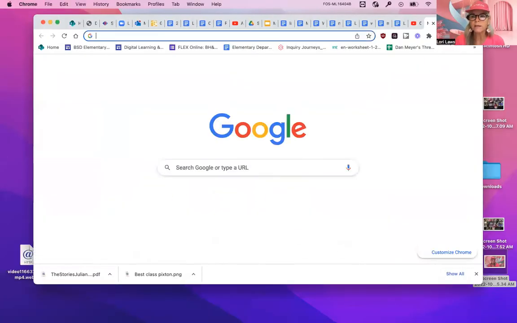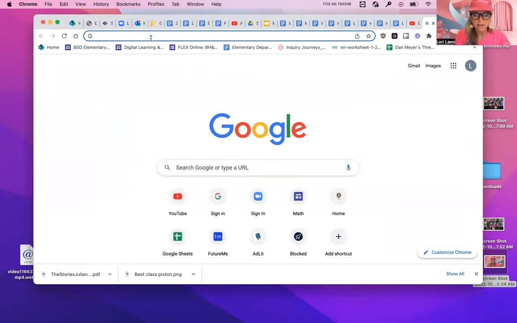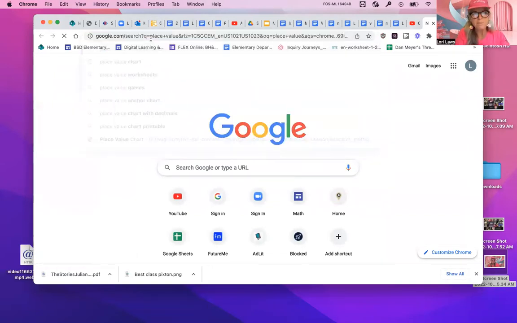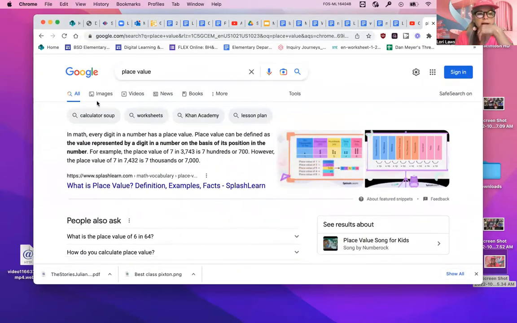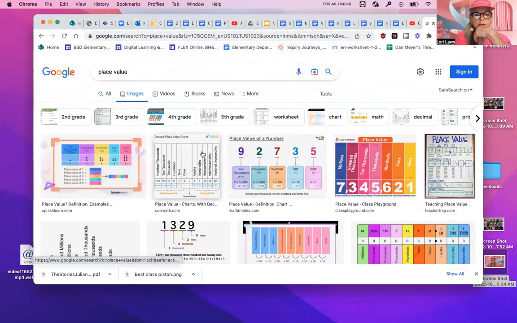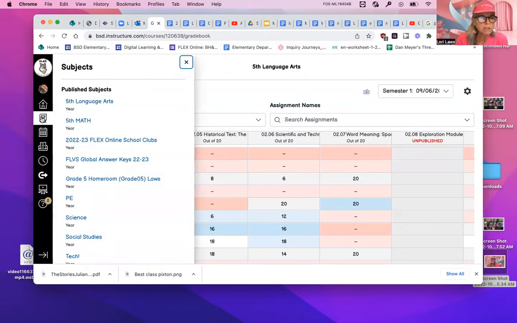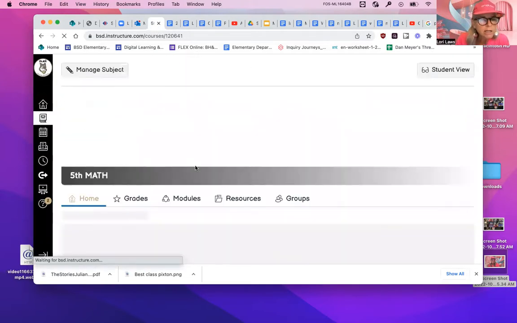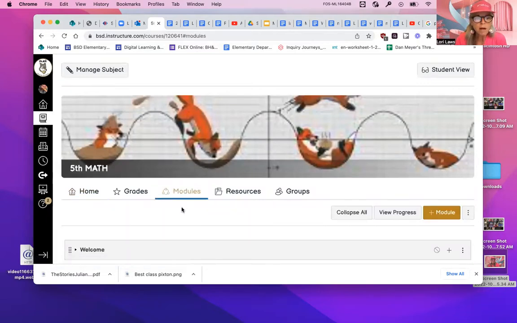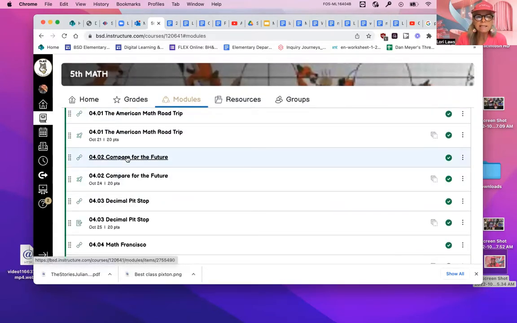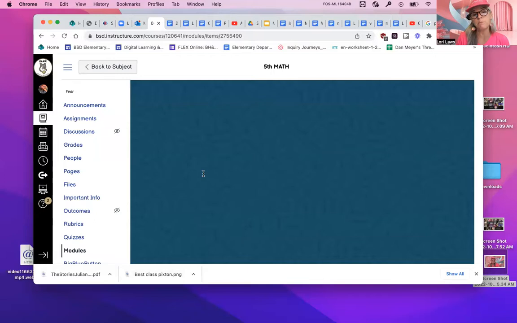I was working with Christian last week, and we found that when you're working on place value, it really helps to bring up a place value chart. So you just type in place value, you go to images, and you bring up a place value chart that has the hundredths and the thousandths and all of that. This is a really important thing to have, like a decimal place value chart. And then as you're doing lesson 4.02, sorry, I don't mean to show you grades. There we go. So we're on module 4.02 today, and it's all about comparing numbers to say which one's bigger.